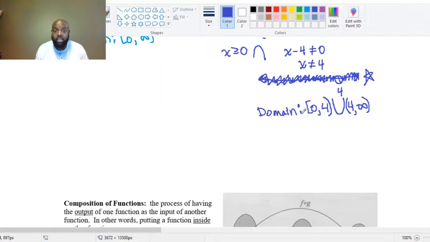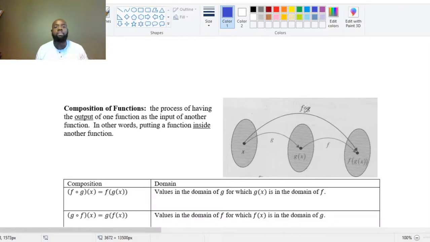In addition to that, we can do what we call a composition of functions. All right, a composition of function is basically the process of having the output of one function as the input of another function. In other words, we're putting a function inside of another function. The way this works, let's say we have a set x, right? We're going to take all the elements that are in the domain of a function g, all the elements x, apply the function g, and then we get to this set here, which is g of x.